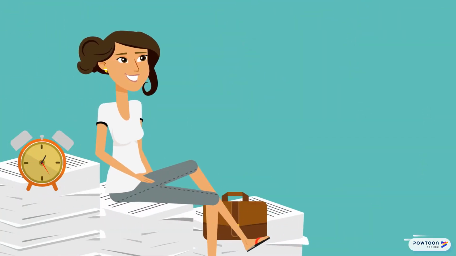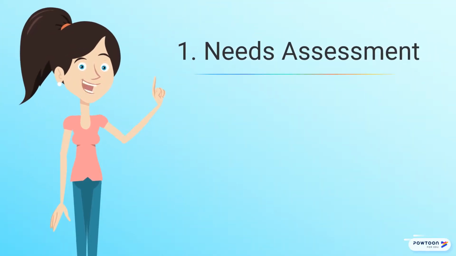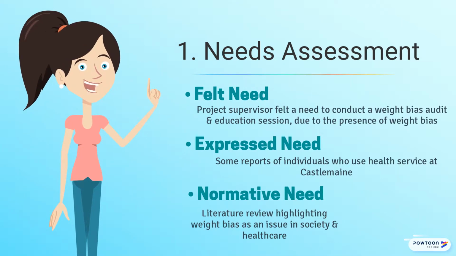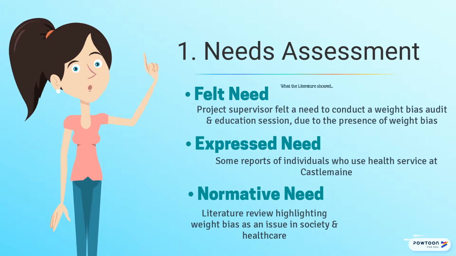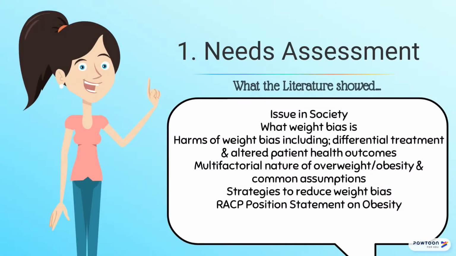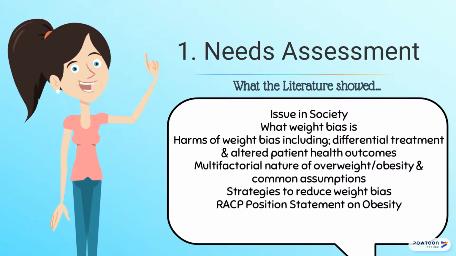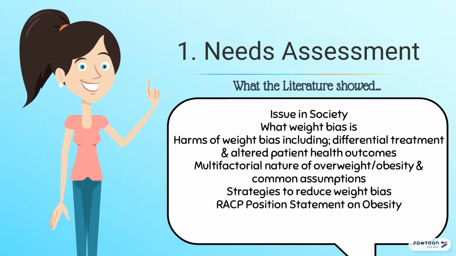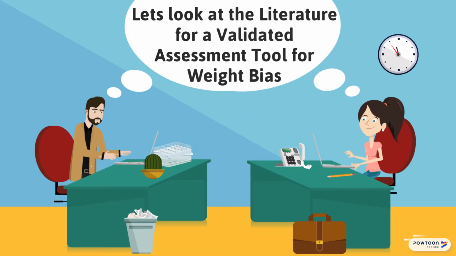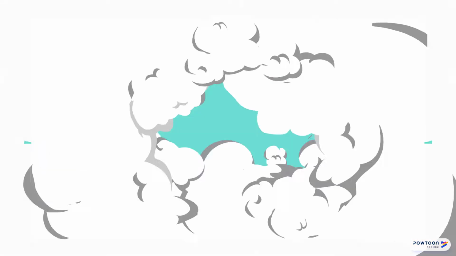Now let's look at elements from the project management cycle. This project was deemed necessary through a needs assessment identifying felt, expressed and normative needs of the community. The literature indicated the prevalence of weight bias in society and more specifically in the healthcare setting. Alongside the felt needs of the dietitian and expressed needs of individuals having experienced some weight bias at Castlemaine, it was considered important to conduct a weight bias audit followed by an education session to reduce weight bias of the hospital. A thorough literature review was also conducted to determine a validated assessment tool for the weight bias audit.